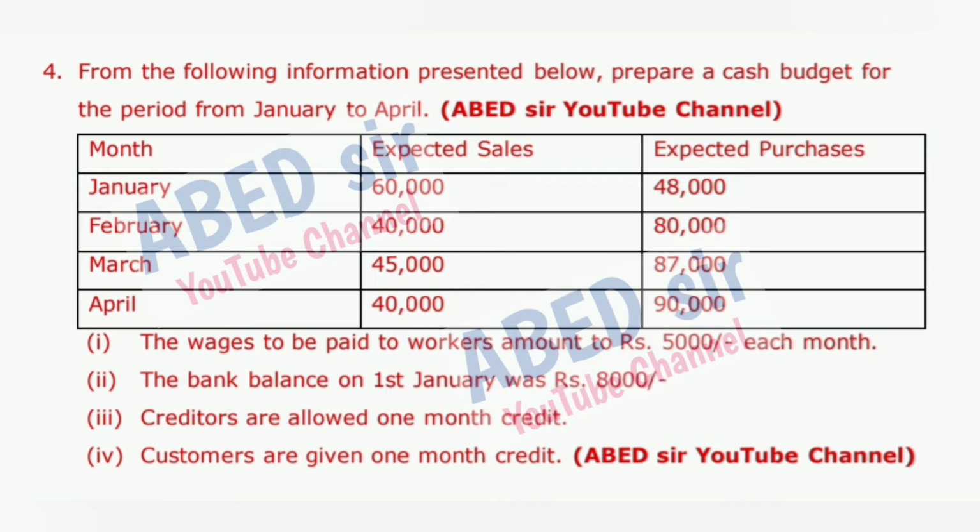1. The wages to be paid to workers amount to 5,000 rupees each month. 2. The bank balance on 1st January was 8,000 rupees. 3. Creditors are allowed 1 month credit. 4. Customers are given 1 month credit.